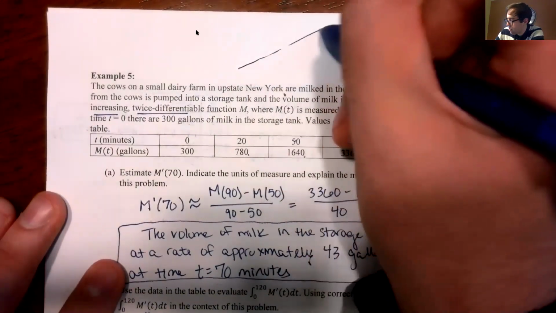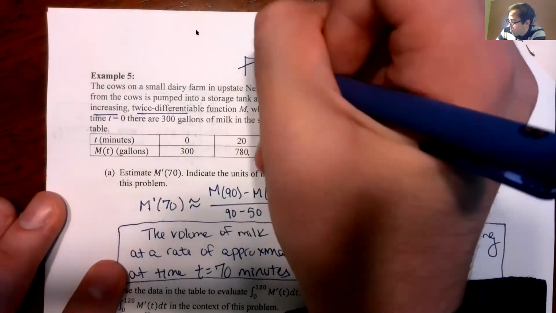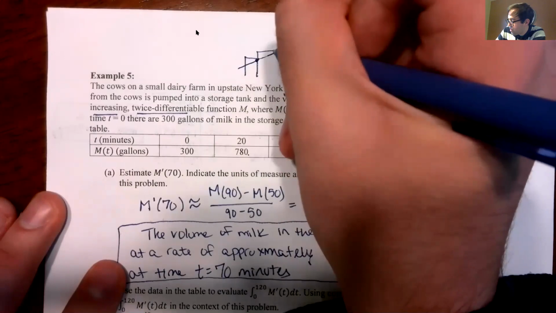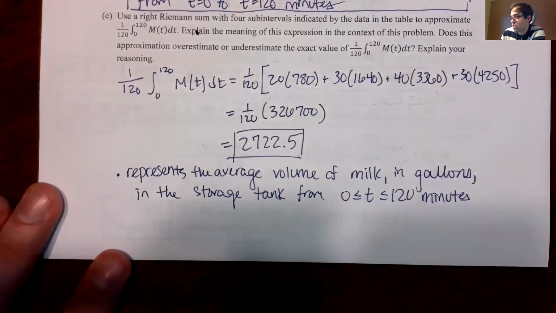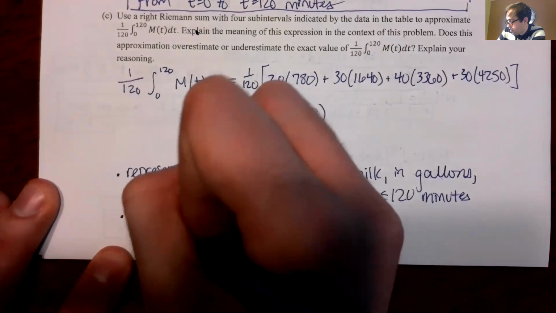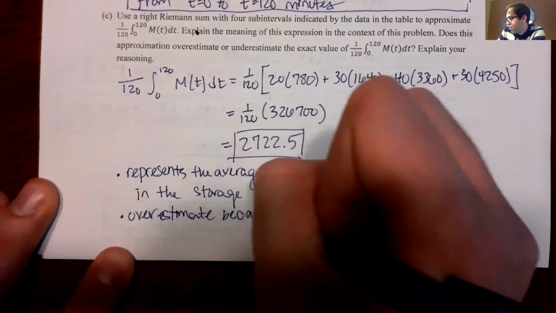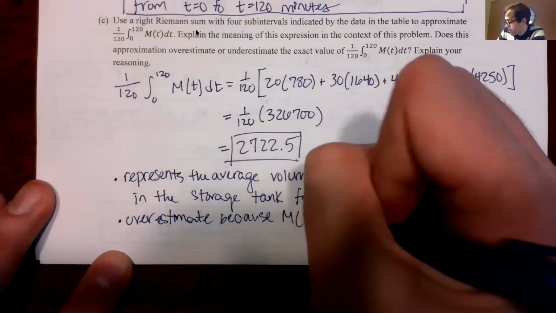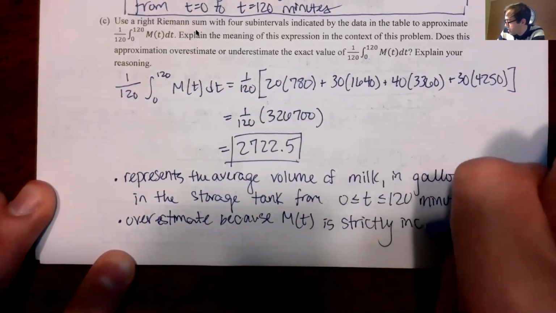Think about a strictly increasing function. It might not be a straight line, but every bar for a right Riemann sum is going to have a chunk above the graph. So that means that this is an overestimate because there are parts of our Riemann sum, parts of our bars, that are outside of the region. So we can write that it's an overestimate because m of t is strictly increasing.